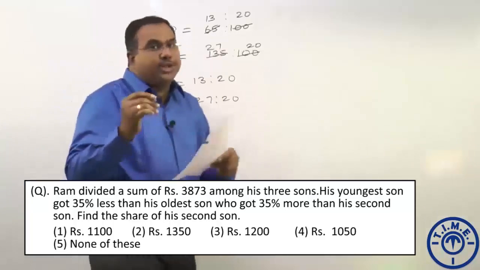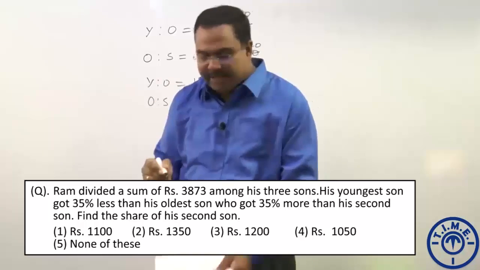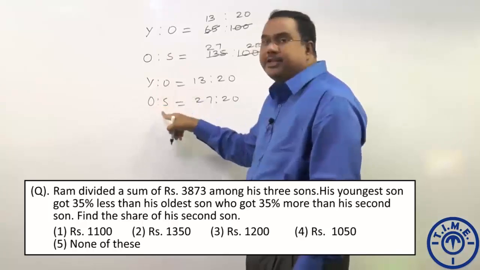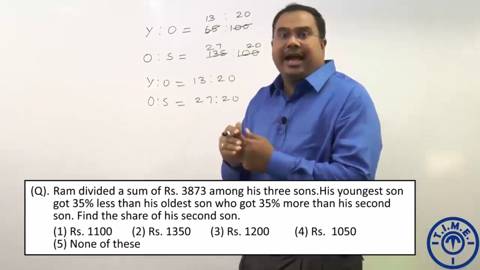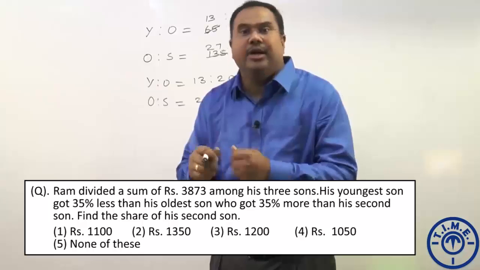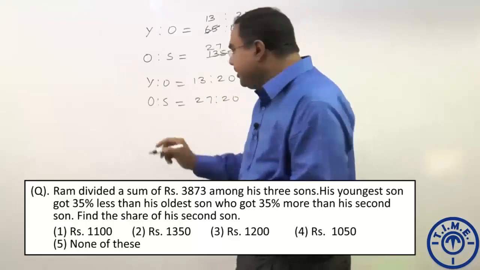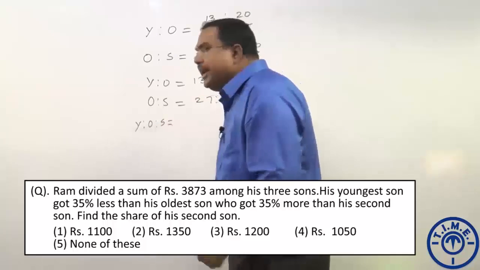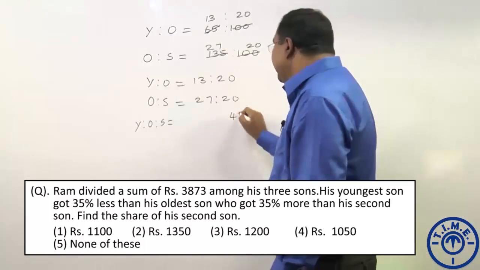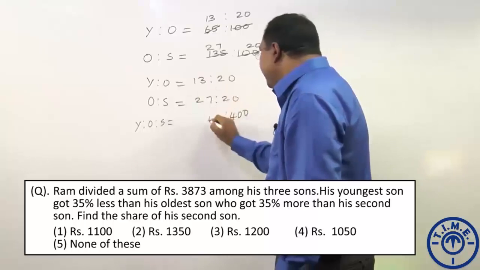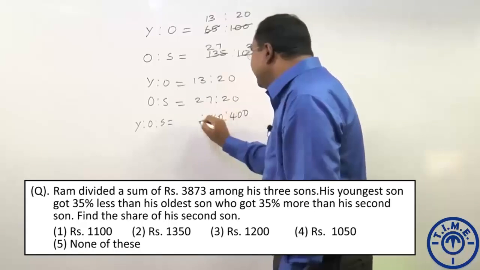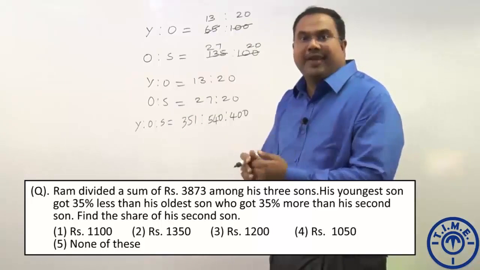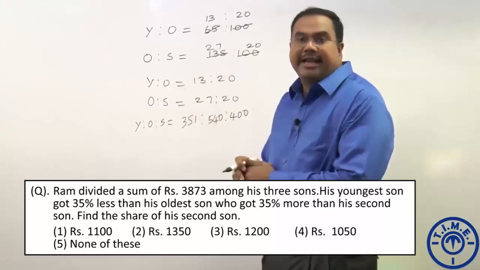If you remember your ratio concept, here it is in the form of A is to B and B is to C. If you know A is to B and B is to C, we can find out A is to B is to C. See here, youngest is to oldest is to second son, A is to B is to C. This is 400, this will be 540 and this will be 351. These are the ratio of youngest is to oldest is to second son.